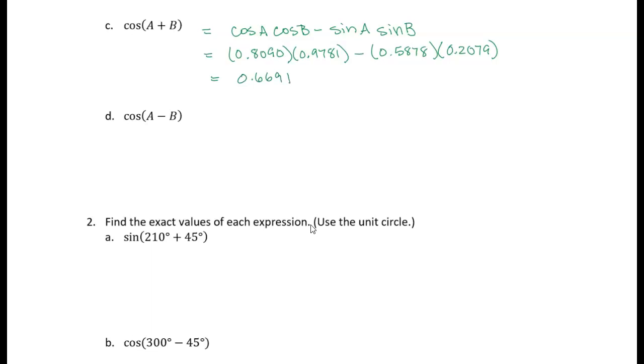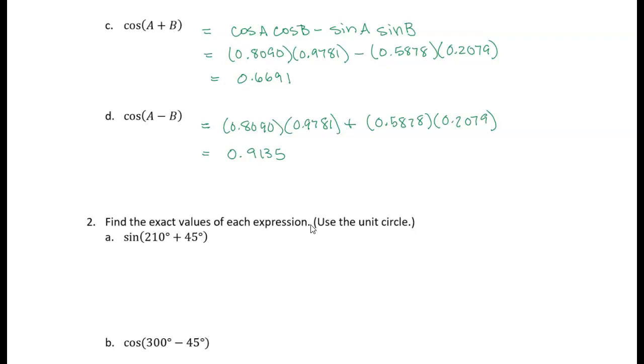All right, now we're asked to find the cosine of the difference of angles A and B. The cosine for a difference is the same formula as for the sum, except it has a plus in the middle. Okay, so we get the same values, 0.8090, 0.9781, but now we're going to change this to a plus. Okay, 0.5878 and 0.2079. All right, put it in your calculator, and I got 0.9135. All right.